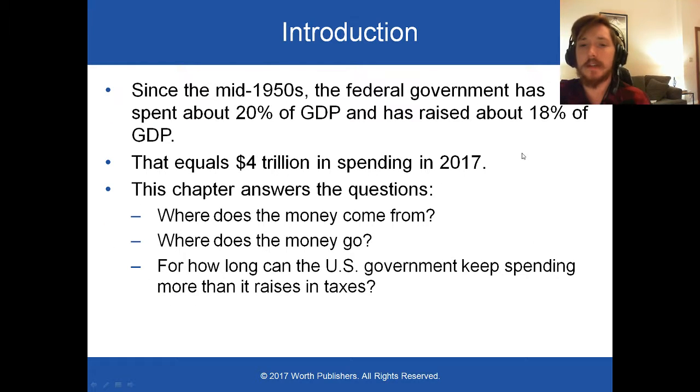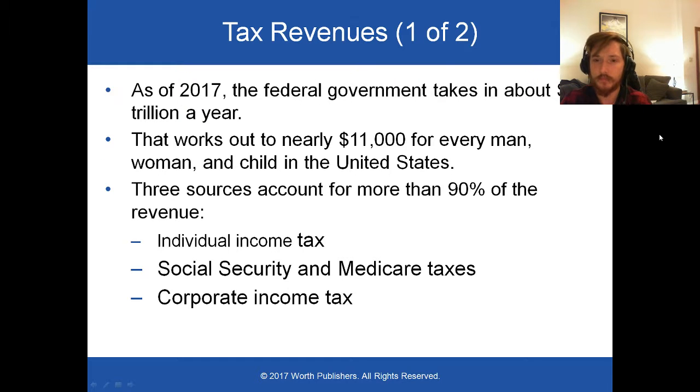So since about the mid-1950s, the United States government has spent about 20% of GDP and has raised about 18% of GDP. You notice there's a 2% gap between the amount the government has spent and the amount that it has brought in taxes. The spending, 20% of GDP, was worth about $4 trillion in 2017. So we're going to talk about where that money comes from, where it goes, and how long the US can keep spending more than it raises in taxes.